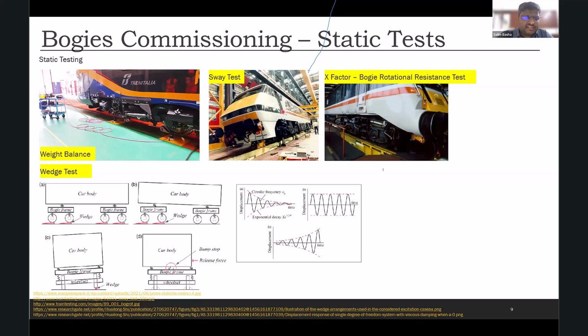Now, another test that we do is the wedge test. There are four pictures here. Each is different. So wedge test is nothing but we are trying to find out what is the oscillation phenomenon of that locomotive. What sort of mode shapes and in what frequency it is going to oscillate. And the point is that we should have enough damping that if we disturb the locomotive, it should damp down.